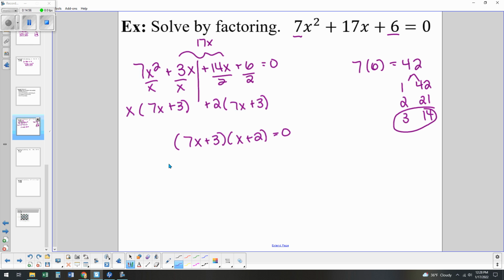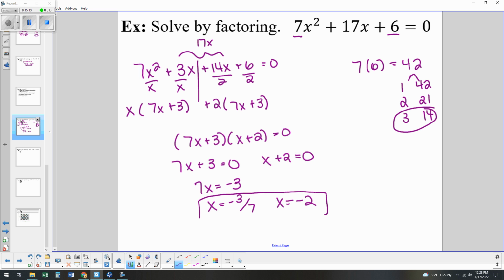So we're going to set each one equal to 0. So here, subtract 3 and divide by 7. And this we just have to subtract 2. Right, and those were our solutions there.